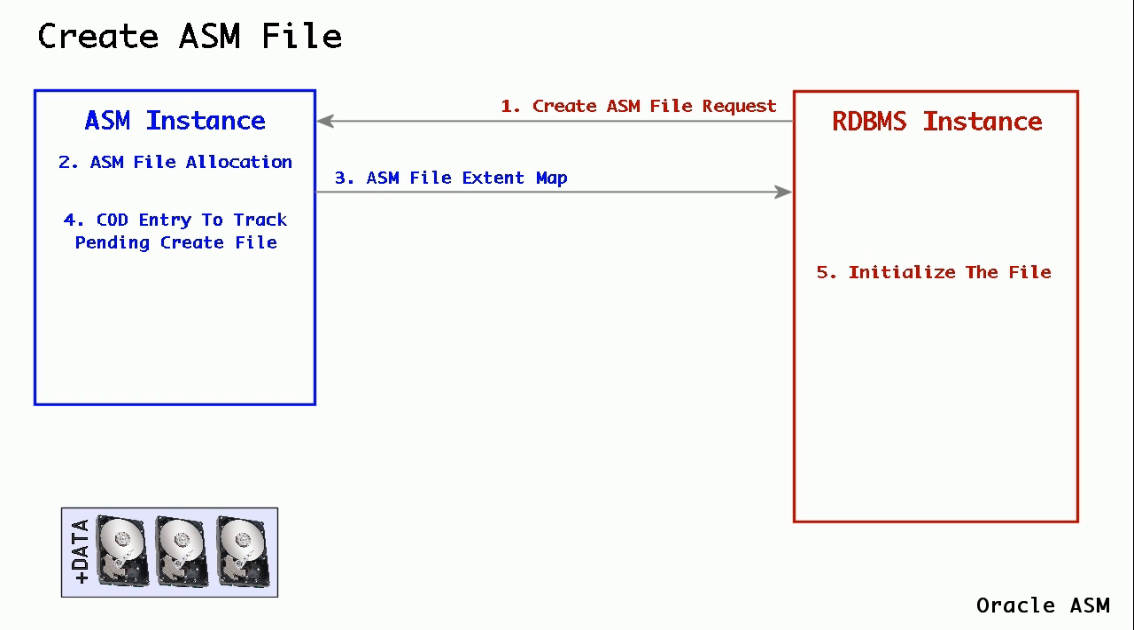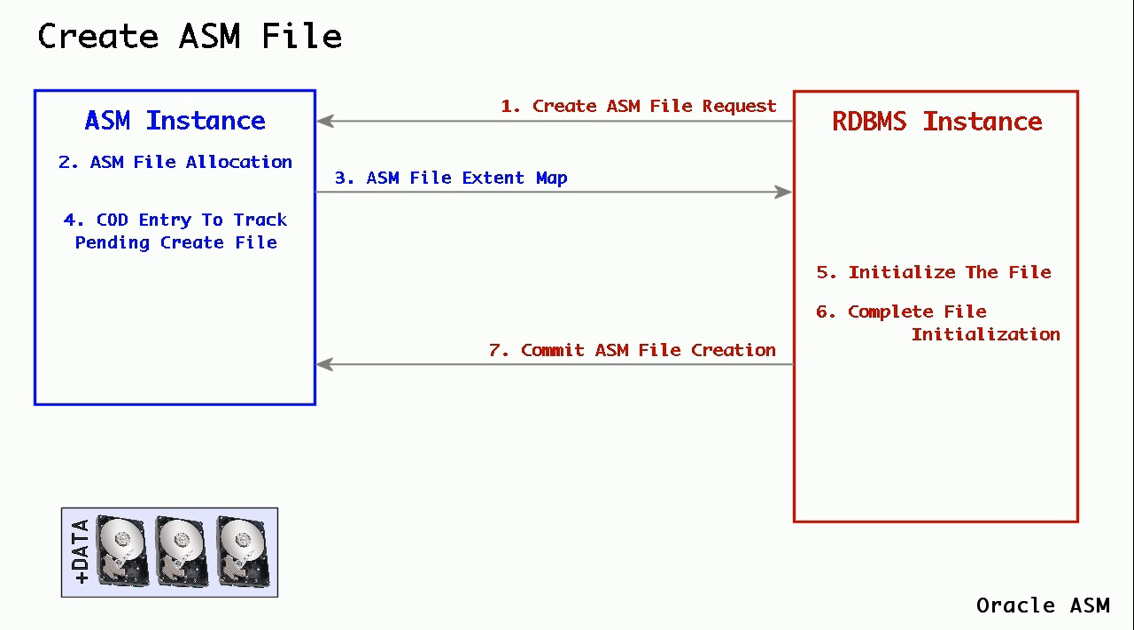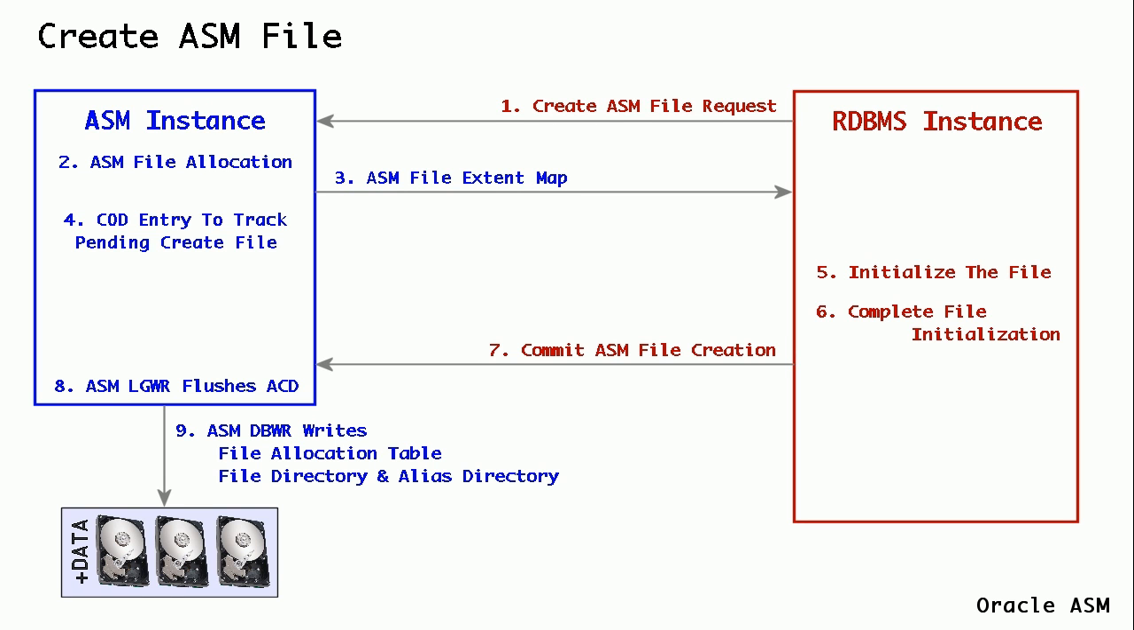If database successfully completes the file initialization, it sends commit message to the ASM instance. Oracle ASM Instance's log writer LGWR flushes the active change directory change records. Oracle ASM Instance's database writer DBWR asynchronously writes file allocation table, file directory, and alias directory entries to the disks in the disk group. This is how Oracle Database creates an ASM file in ASM Disk Group.